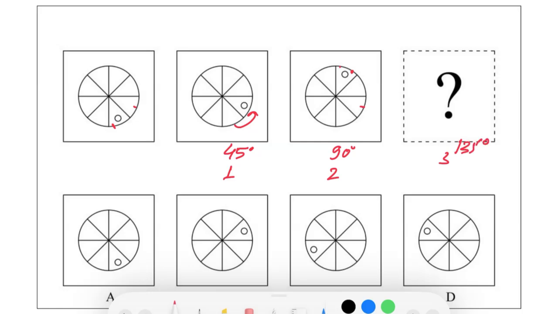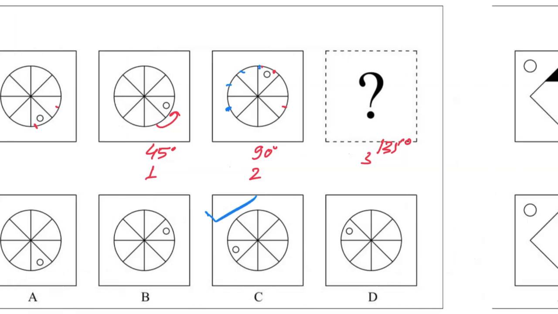So if it was here, where it will go? So 1 step, 2 step, 3rd step. So it should be here. It is here in option C. So therefore option C is correct.